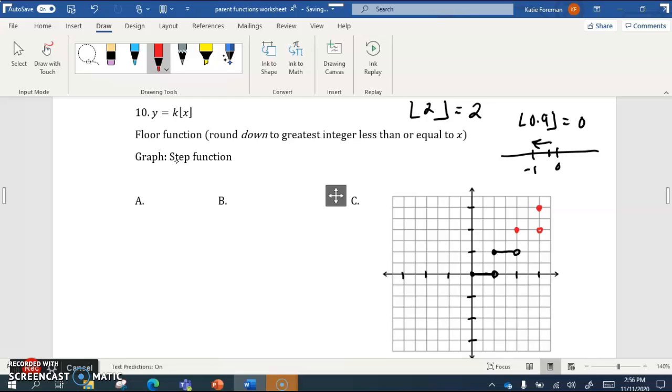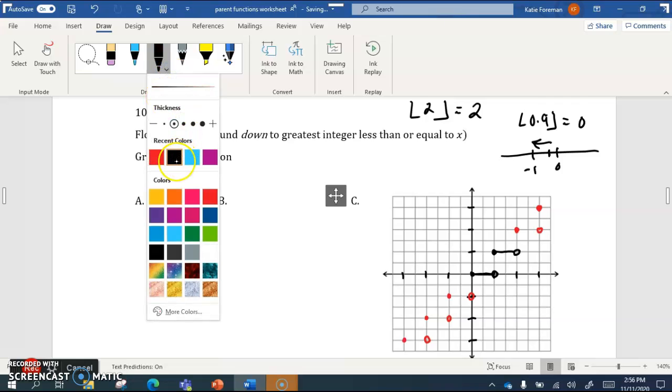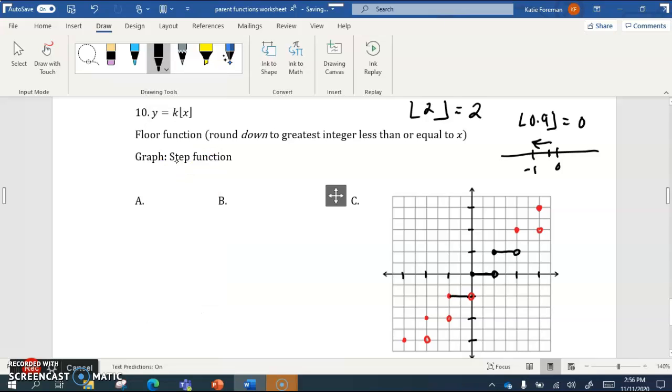Same deal when we get into our negatives. Rightmost are open, leftmost are closed, open and closed, open and closed. And then between them, I just connect them with a straight line, because that's telling me wherever I am on this graph, I'm always going to round down to the next integer. So now you can understand why the graph is called a step function.